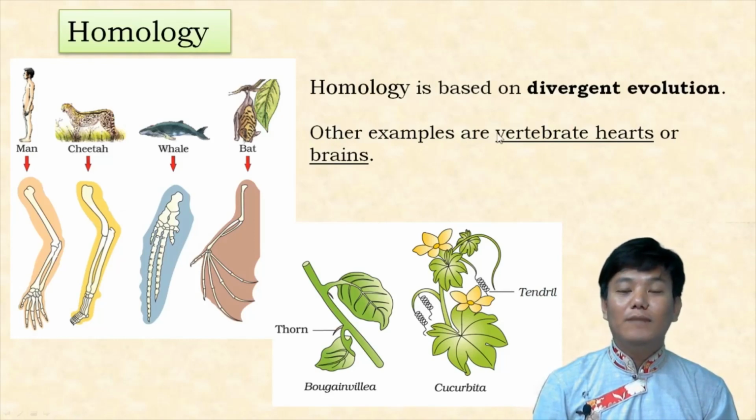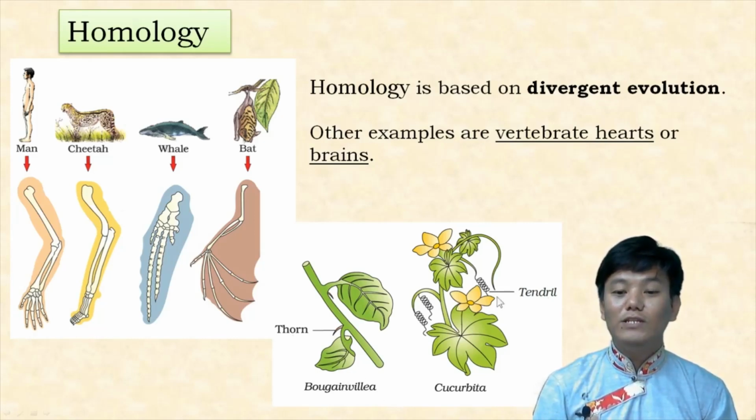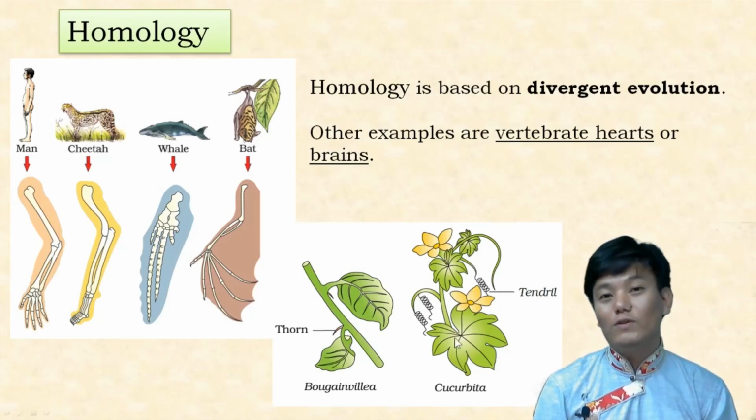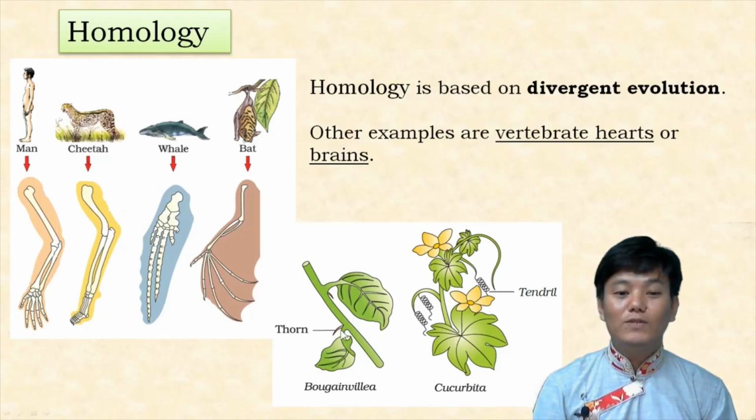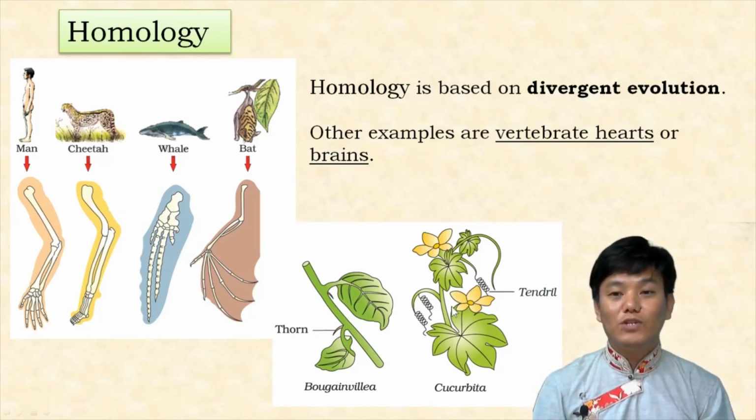Other examples are the hearts of vertebrates and the brains of vertebrates. And examples in plants are the thorns of bougainvillea and tendrils of cucurbita. So thorns of bougainvillea and tendrils of cucurbita are homologous structures, right? One is used for defense, whereas tendrils are used for climbing, but the anatomical structure is similar. Okay, so that is about the homologous structures.